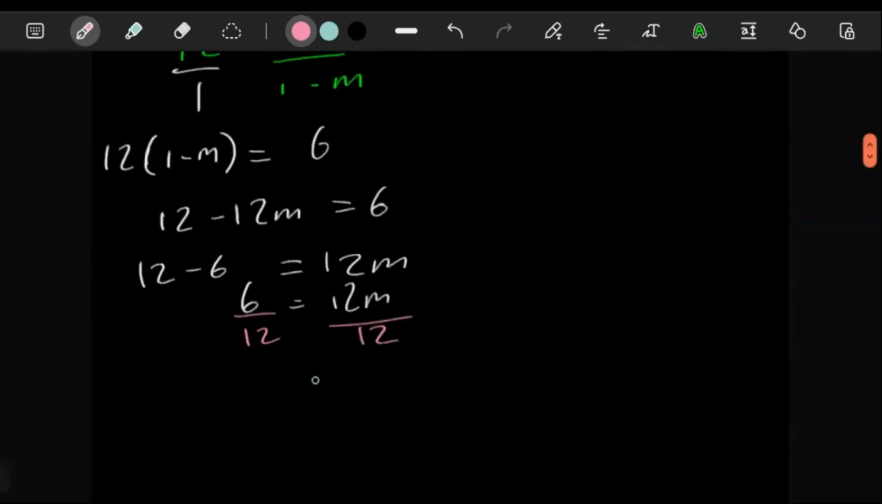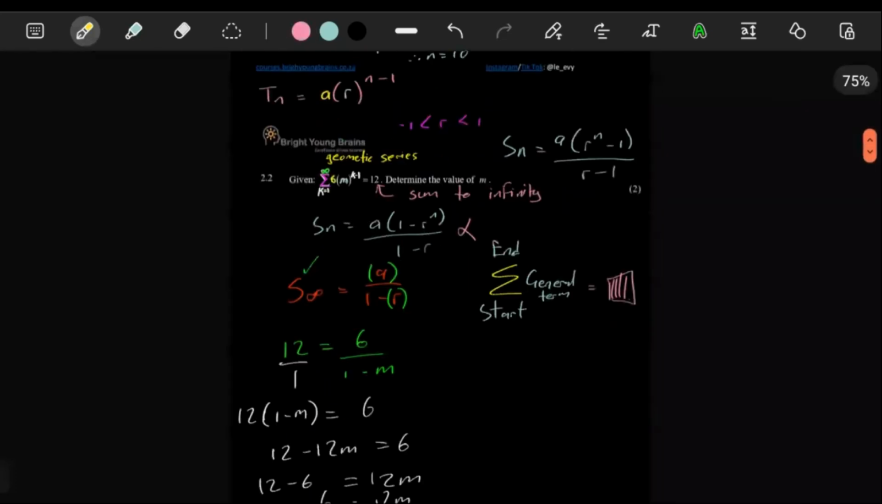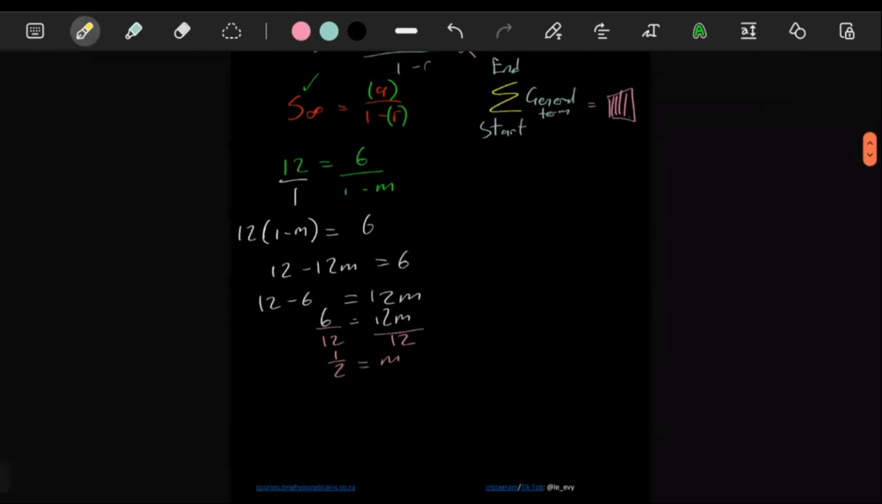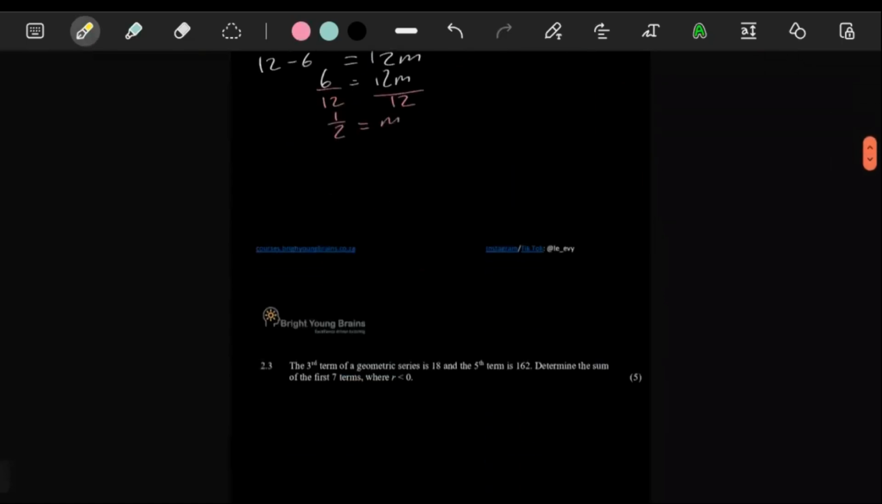Our m is a half, as expected, because remember, m here is representing the value of r, and we did say that as long as you're dealing with sum to infinity, your value of r has to be between -1 and 1, meaning it has to be a fraction where the denominator is bigger than the numerator. So that's an easy 2-mark question. Now we can move on.